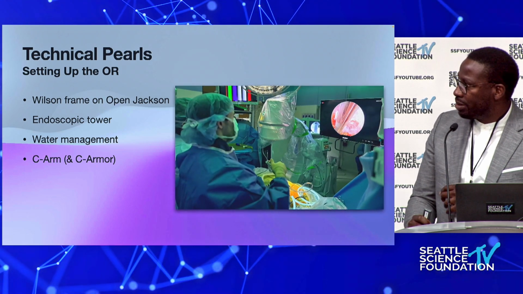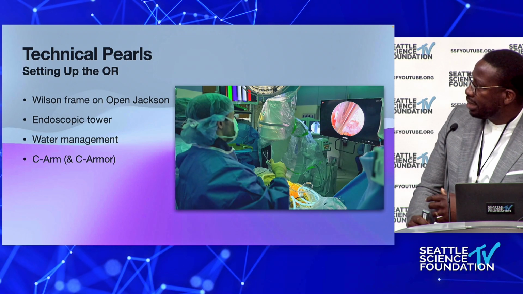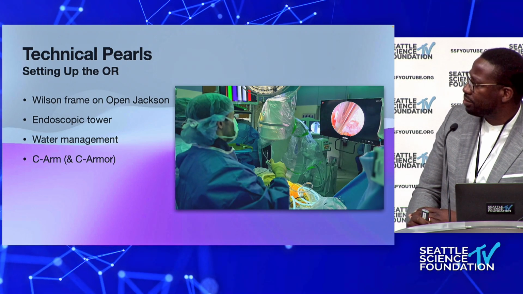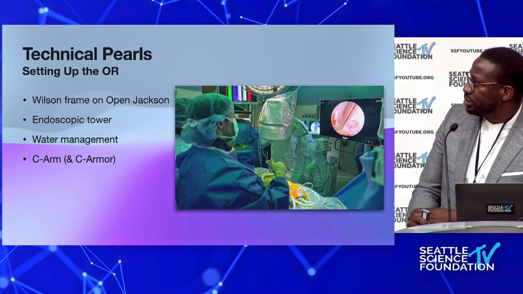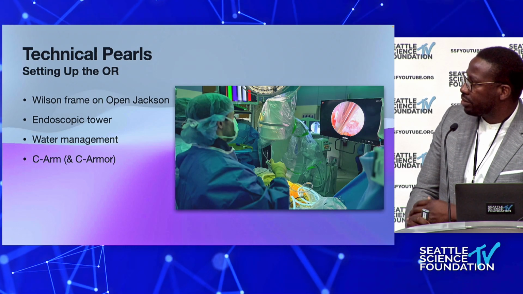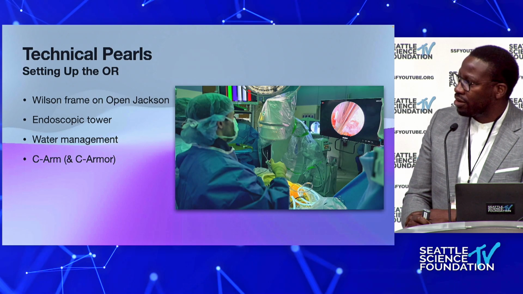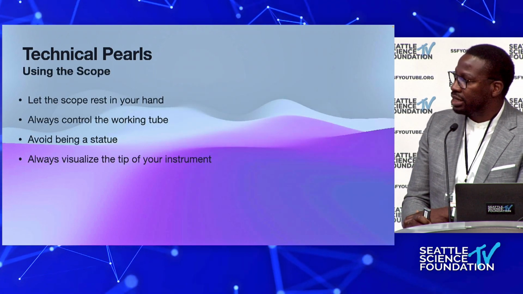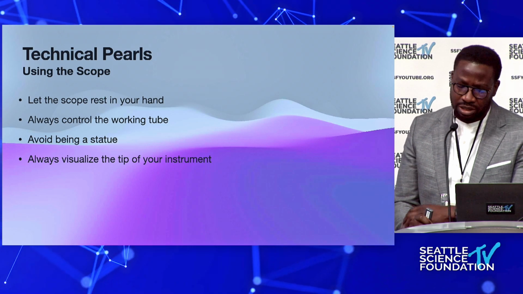This is an example of one of my partners, Dan Hafez, doing an endoscopic discectomy case, a transforaminal discectomy. But the whole point, as you can see in the room setup, is that there's a tower that's directly at eye height level right across from you. I would recommend using a C-arm and C-armor to help minimize your use of C-arm drapes.